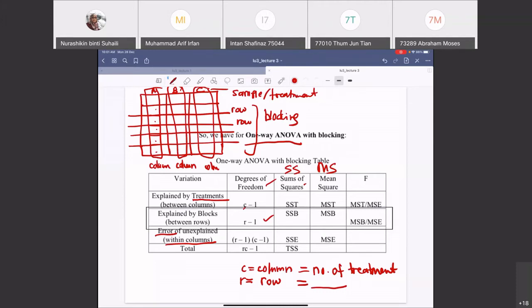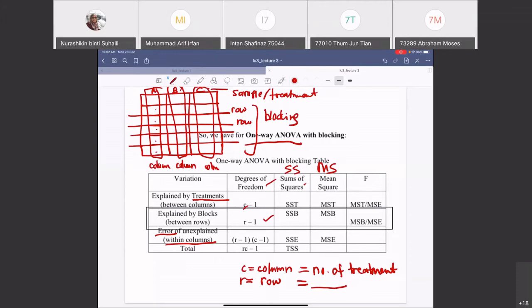Now when we apply the blocking, you have to take note of the new terms used, C and R. The degree of freedom for the treatment will be C minus 1. It's the same as before, but here C is the number of columns or the number of treatments. So if you have 3 treatments, it is 3 minus 1. For the blocks, the degree of freedom is R minus 1, the number of rows or levels of blocking. If year 1, year 2, year 3, R is 3, so the degree of freedom for the block is 3 minus 1.